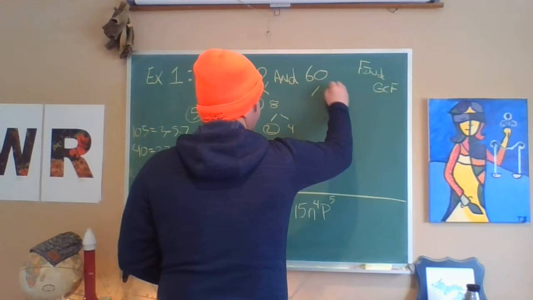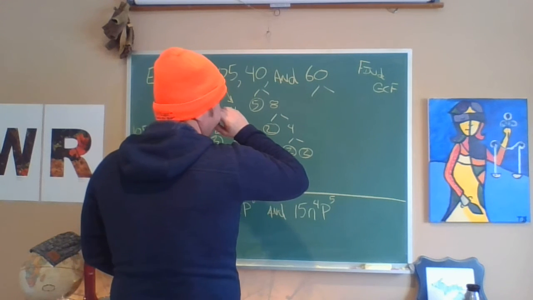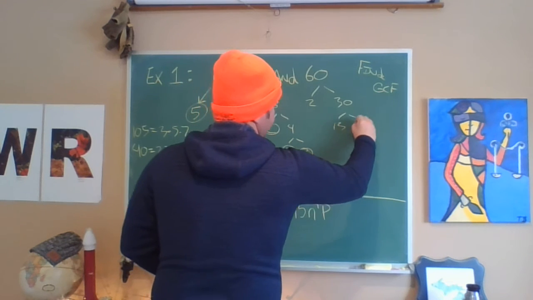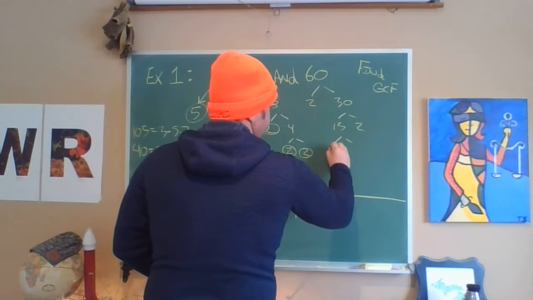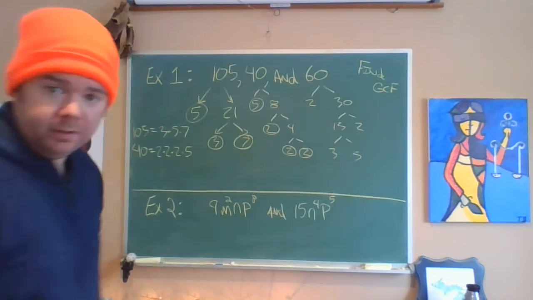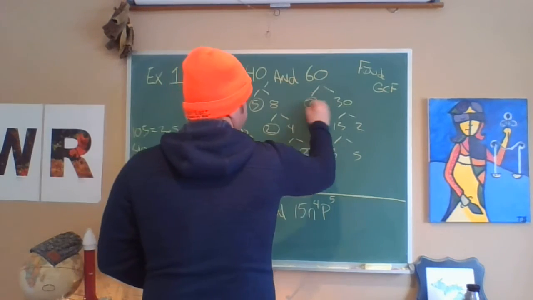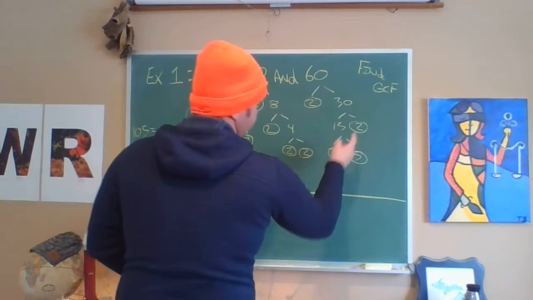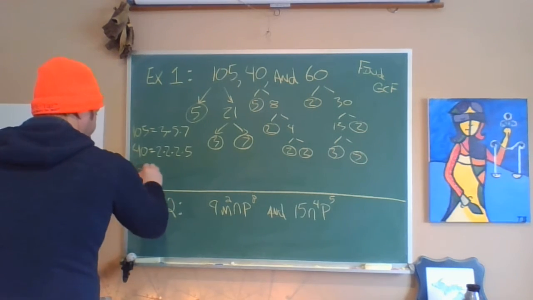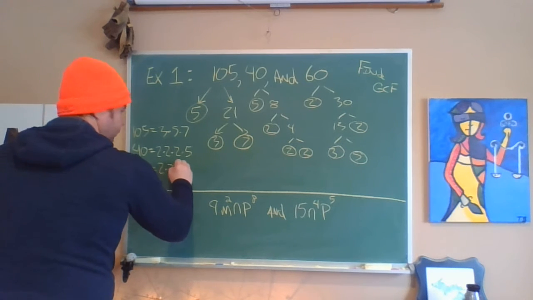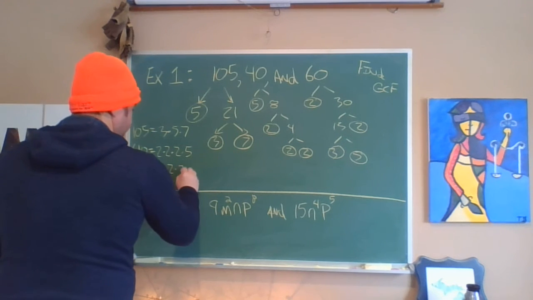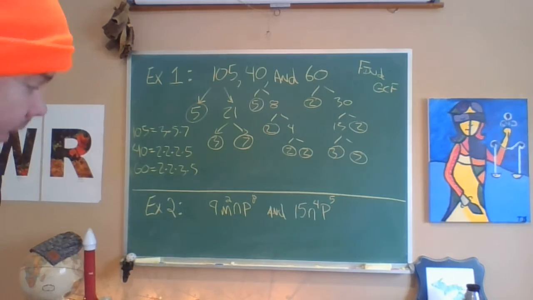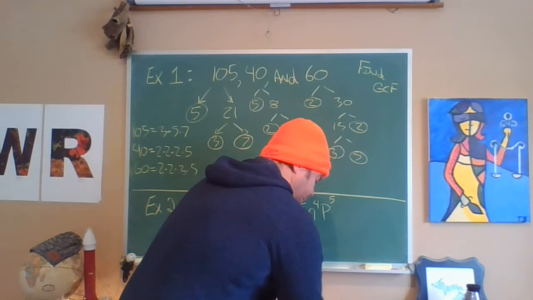And then 60, well, I know it's 2 times 30. I know that 30 is 15 times 2. And I know that 15 is 3 times 5. And so that, I think, completes my factor tree. Here are my prime factors: 2 times 2 times 3 times 5. So 60 equals 2 times 2 times 3 times 5. Does that work out? 4 times 15 is 60. Yep. Excellent. So we've gone through all of that process.